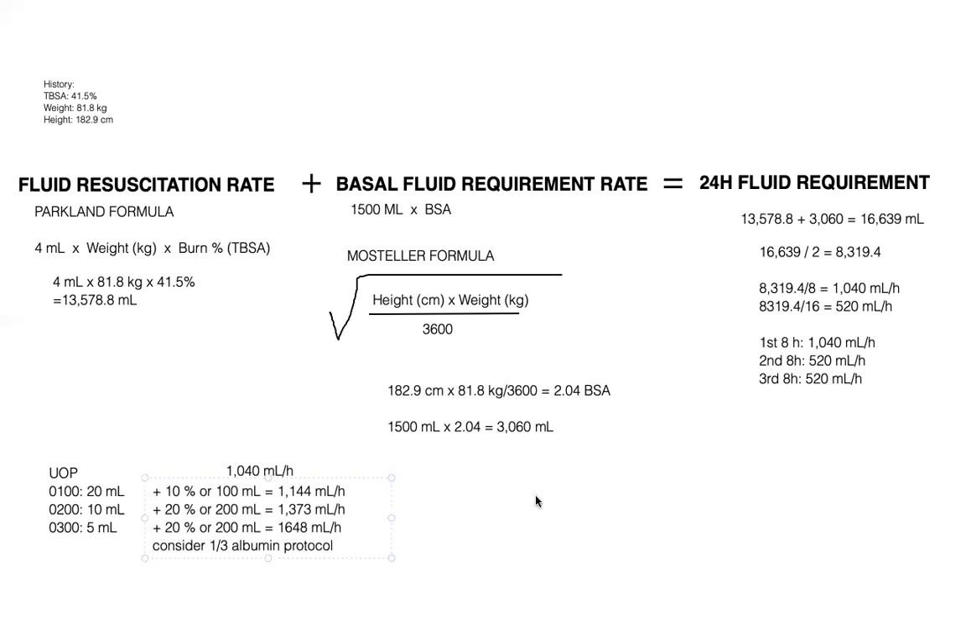The way that we get that is, you would take your 1,648 mils and multiply that by 0.33, or 1/3. That will be 543.84, so you'd round that to 544 mils per hour of albumin, which is 5% albumin. Then you will subtract 1,648 minus 544, and that's going to give you 1,104 mils per hour of LR.